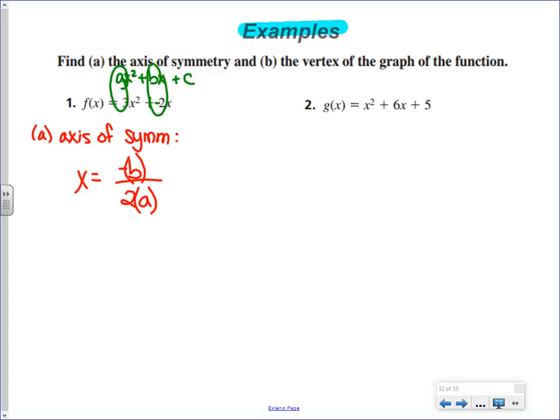Now, c is missing, but we don't need it. But who would c be? C would be 0. But we don't need c in the formula, so we're not going to stress.